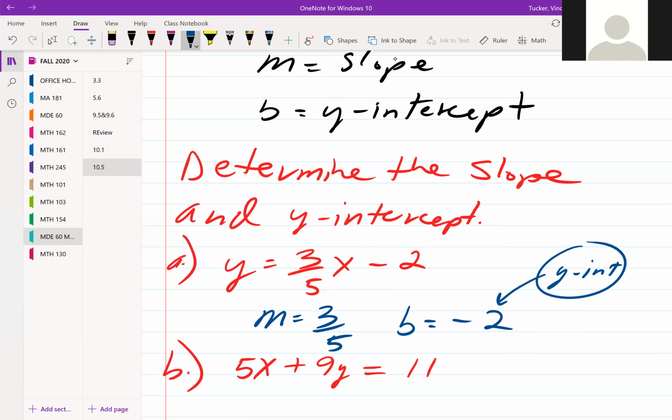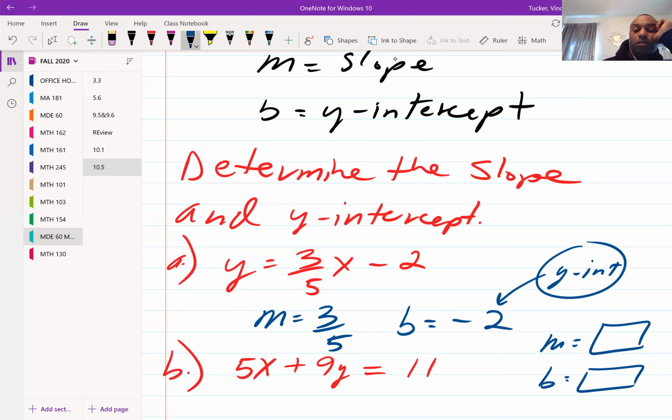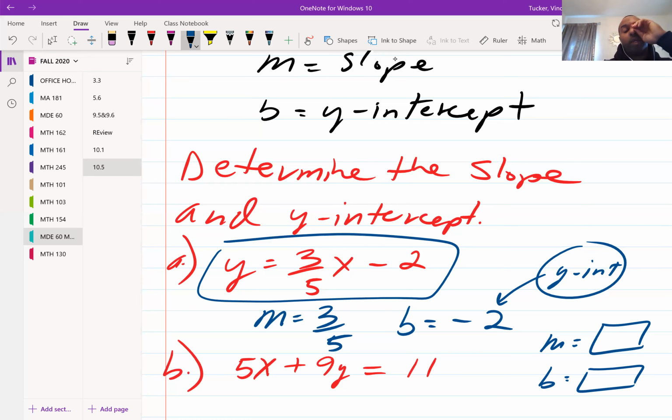So when we write this, this is how we're supposed to plug it in. MyMathLab will let you know. They probably have a box that you'll type it in. We need to be able to identify them. If they were to give you this equation, you should be able to pick out what number is your slope and what number is your y-intercept. Okay, got it.